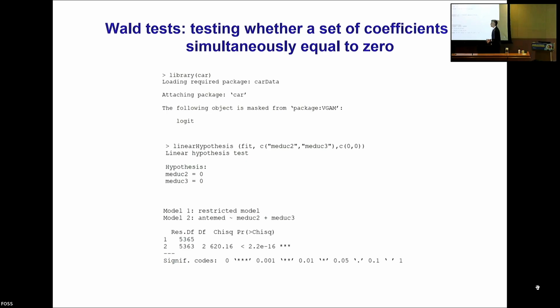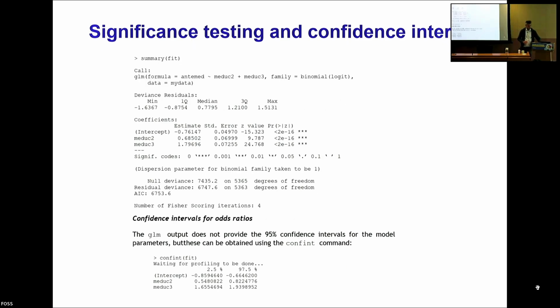Then we can test different hypotheses. We can test the hypothesis that both education dummy variables are significant. Just as a reminder, this is the t-test over here that gives us the z value, so whether individual coefficients are 0. But what if we want to test whether both of these coefficients are 0? For that, we can't use the t-test.